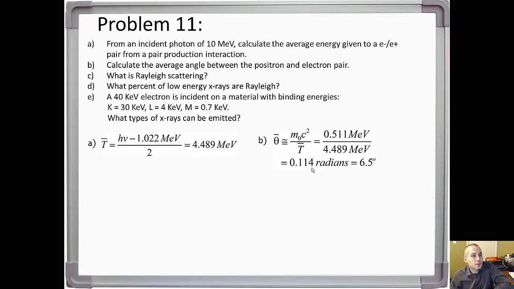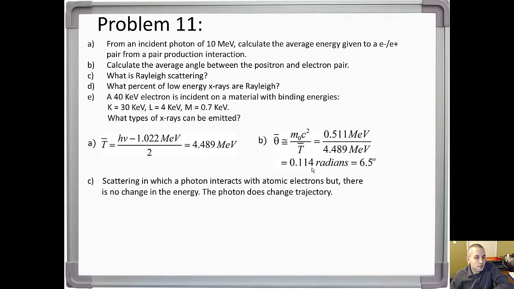So moving on to part C, what is Rayleigh scattering? Rayleigh scattering is when a photon interacts with atomic electrons, but there is no change in the photon energy. The photon trajectory does change, however. Essentially it's free scattering of the initial photon. So what you want to know is, would this have an effect on film? Going into part D, what percent of low energy X-rays are Rayleigh? Less than 5% of a kV beam are Rayleigh, so not a huge impact on film.